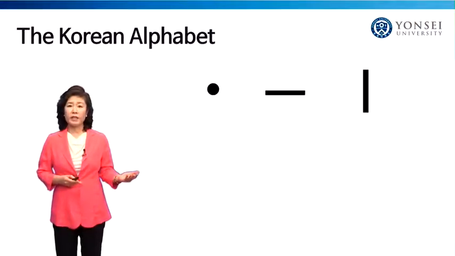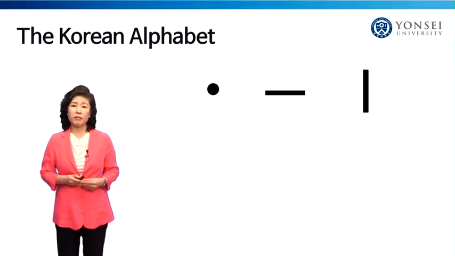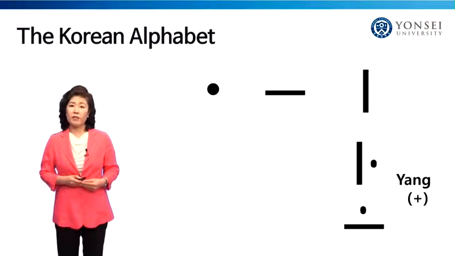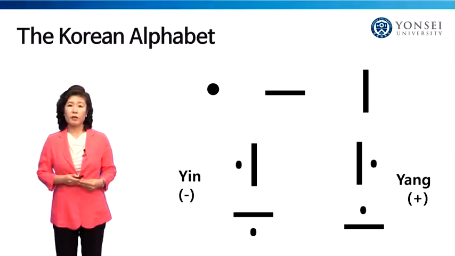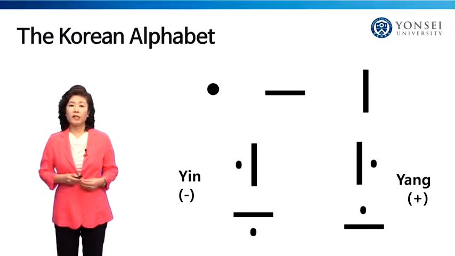How many characters can we make by combining these 3 symbols? In Chinese philosophy, right and above are yang, left and below are yin. So we can see the letters in Middle Korean assigned dots to the right of or above the letter in the case of light vowels, and to the left of or below the letter in the case of dark vowels.